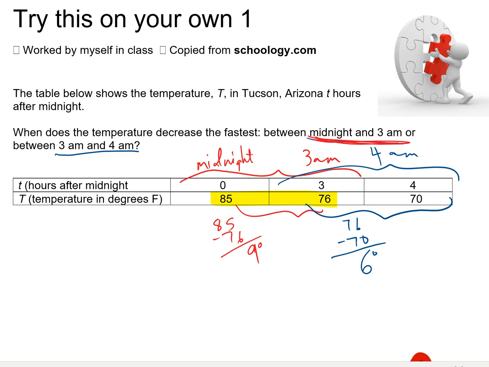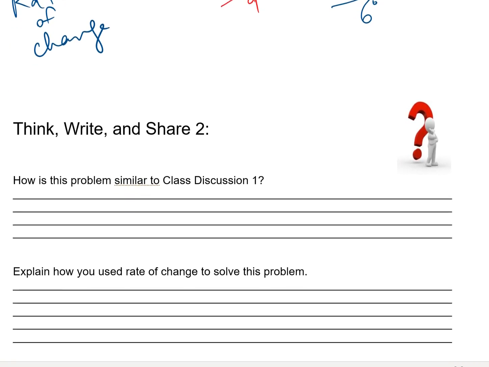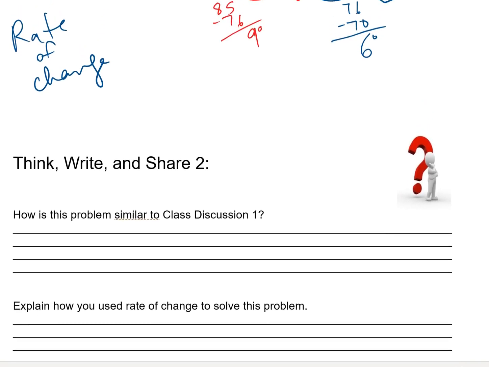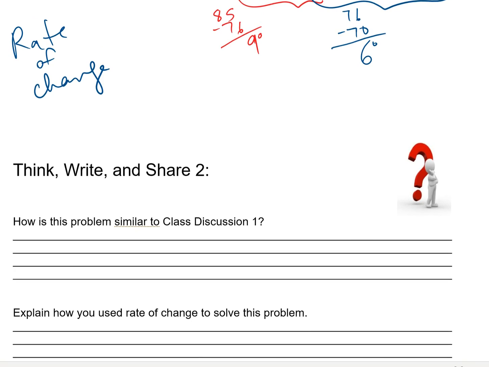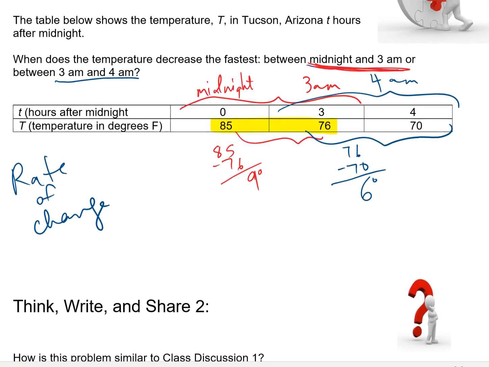Now, the part that we need to consider is that we're thinking of rate of change again, where we are concerned with how much time has passed. So if we take a look at the questions at the bottom, how is this problem similar to class discussion 1? Well, it's a rate of change problem. And how are we going to use rate of change to solve this problem? Well, let's take a look.